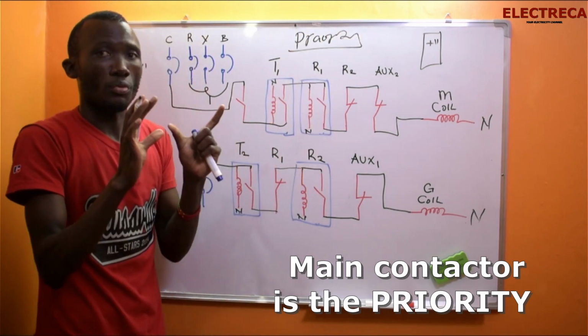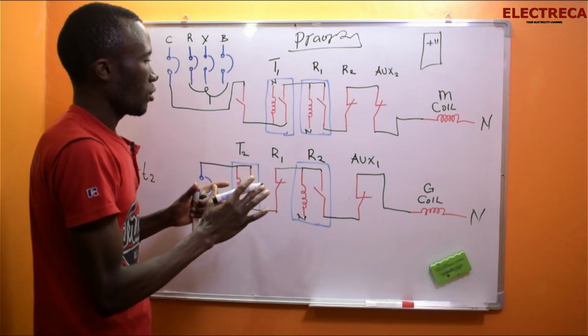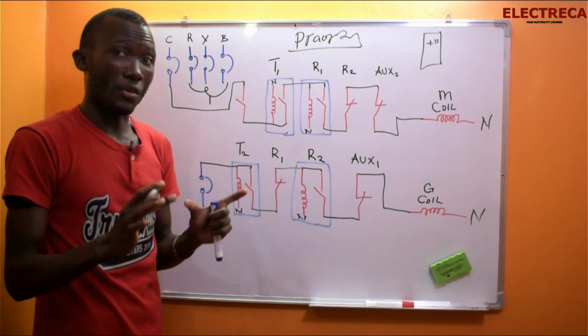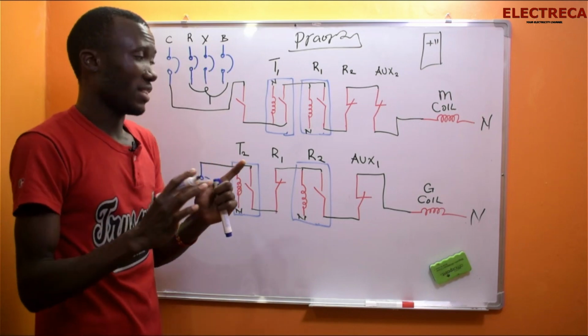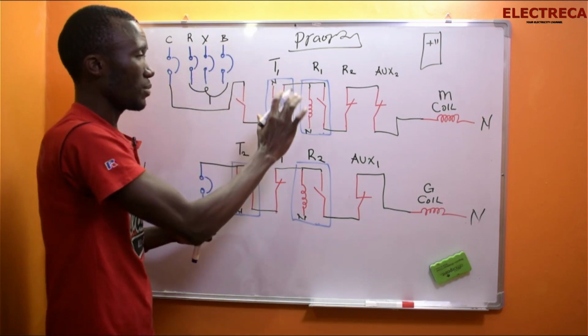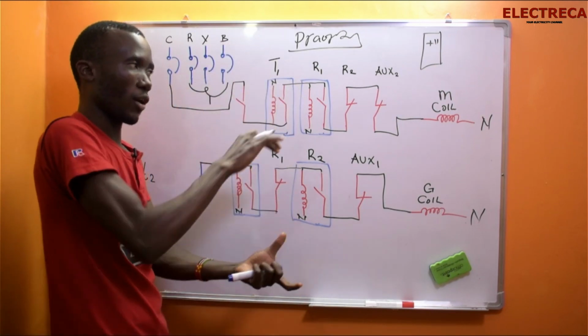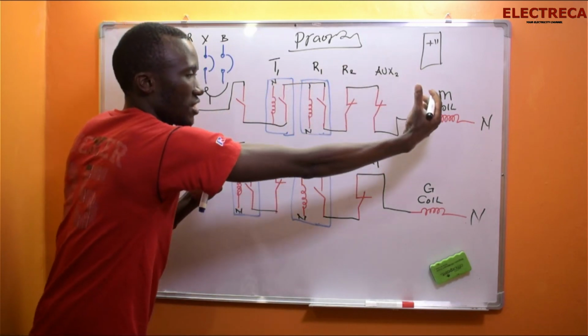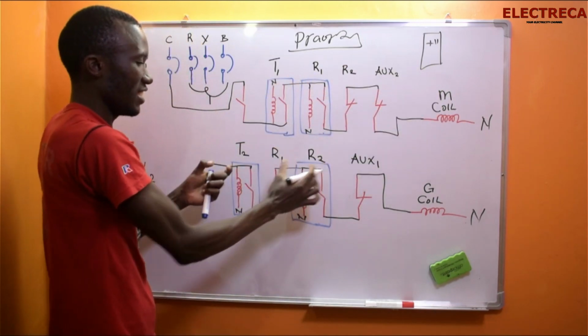Something we said about priority, okay? So if the main comes back, we give it the priority. That means that if the main comes back, no matter what, it has to take over and engage its main circuit, and the generator will go off.